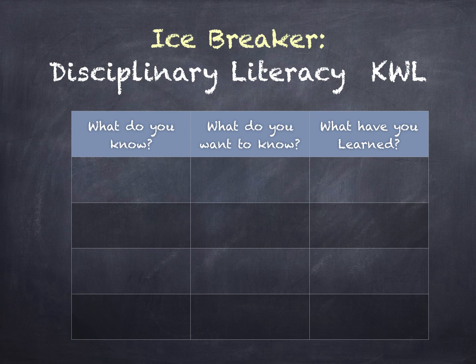First off, I'm going to start with a little icebreaker, and I want you to think about what you know about disciplinary learning, what you want to know, and what you have learned. So this is every teacher's favorite, the KWL chart. I'm going to give you a few minutes to fill in the chart on your handout.